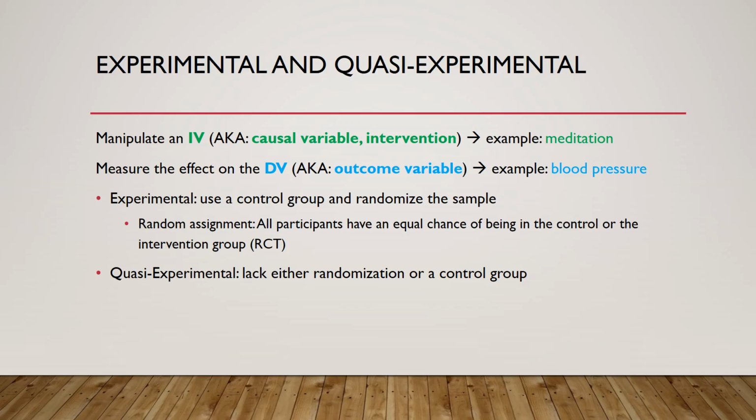So we don't put them randomly into control groups and randomly into intervention groups, or we just don't have a control group. We just have an intervention group. Now, why would people do quasi-experimental studies then? Well, depending on what's being studied, it may not be feasible to have a control group, or it may not even be ethical to have a control group. Or maybe because of the type of intervention we're doing, you can't really randomly assign participants to a control group or an intervention group.